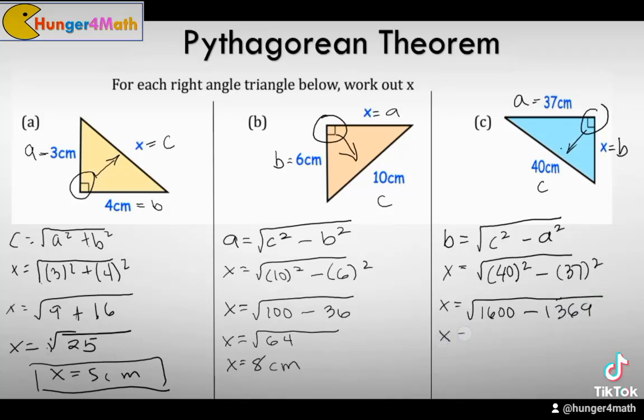Copy x equal to the square root of, let's subtract, 1600 minus 1369, and that is 231. So x now is equal to the square root of 231, and that is 15.198. Now in one decimal place, x will be 15.2 centimeters. So that will be the value of x for letter C.